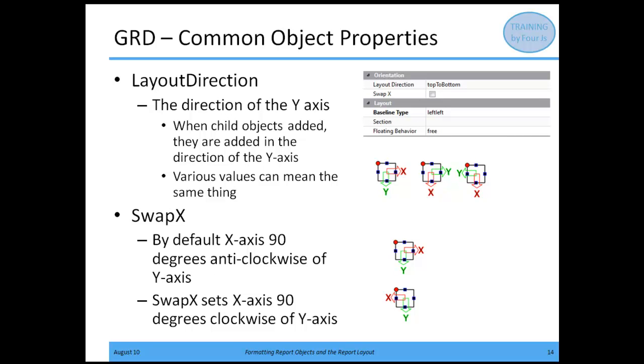Next, we're going to talk about the orientation section. Now, in the orientation section, we have a layout direction and a swap X. The layout direction is telling me the direction of the y-axis. So if you go to the layout direction, you'll see it's a drop-down list box, and it'll say things like top to bottom, bottom to top, left to right, right to left.